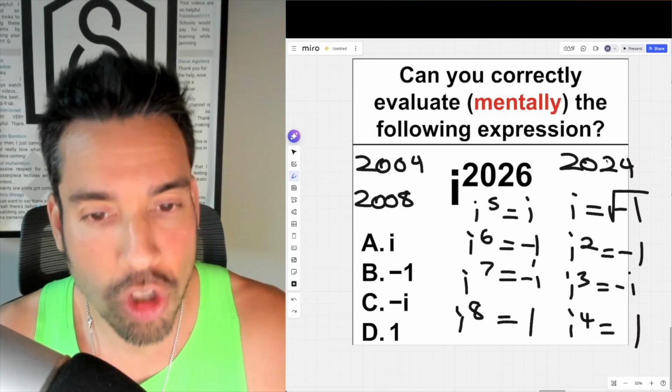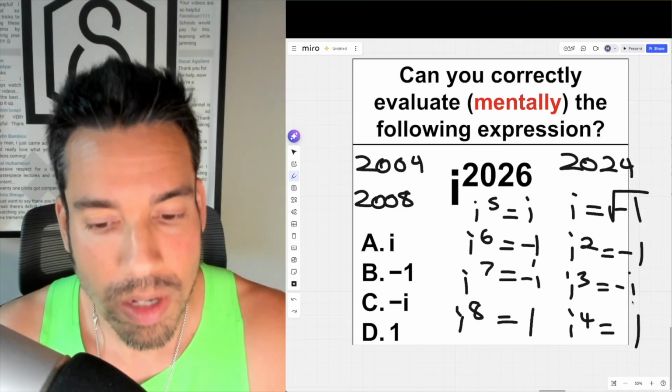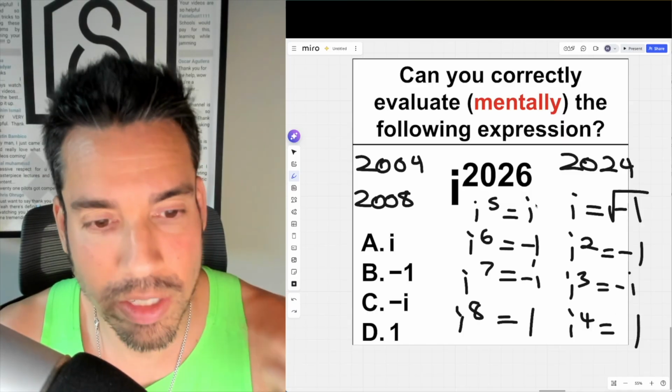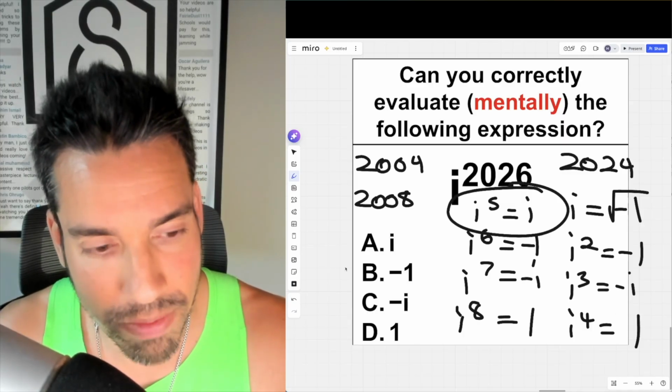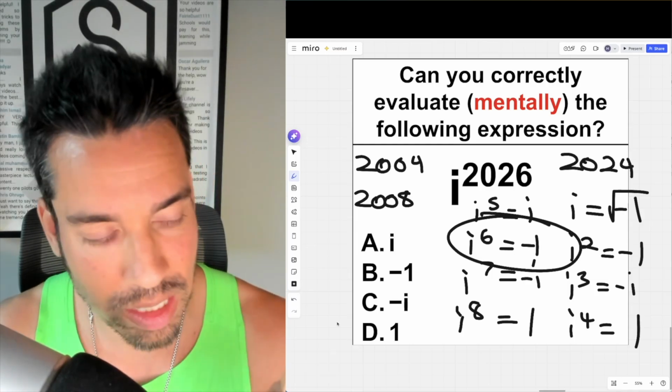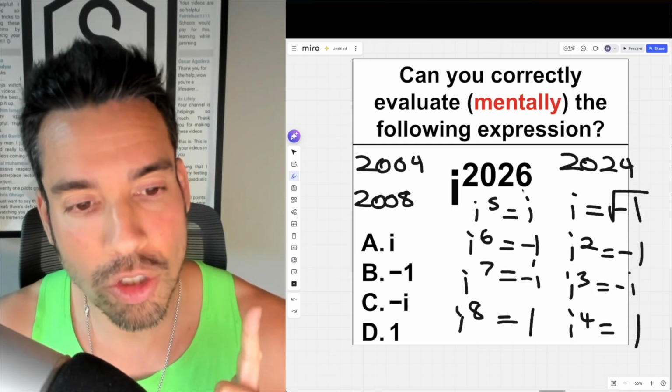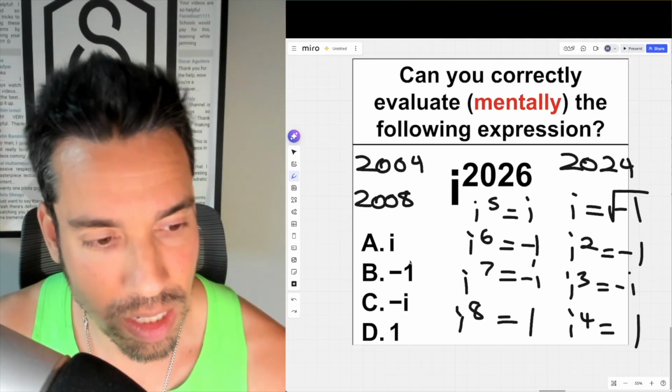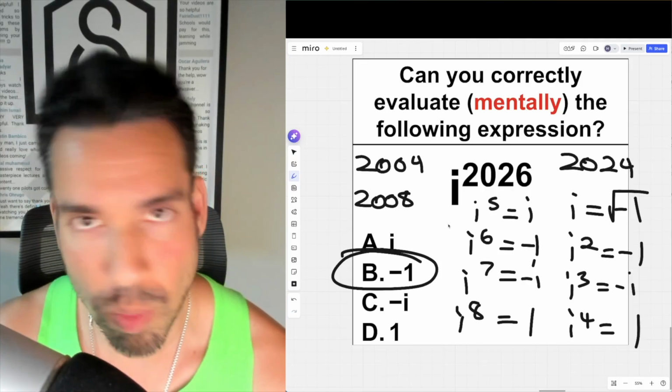But it's 2 more beyond that. So here we'd have 1, but then we're going 2 more beyond that. This would be 2025, and this would be 2026, which means i to the 2026 gives us -1. B is the winner. Done.